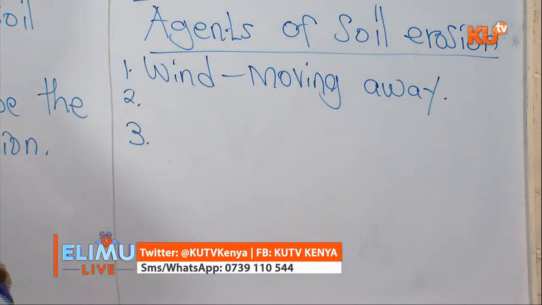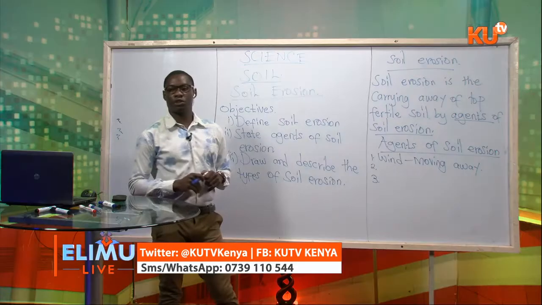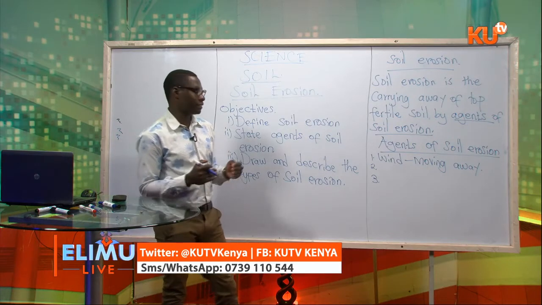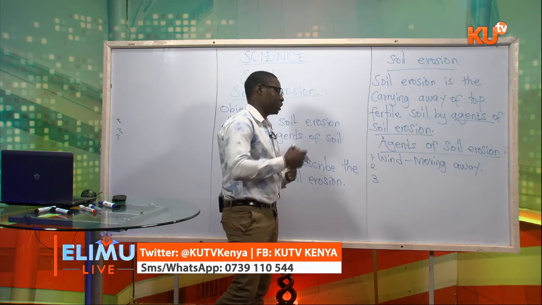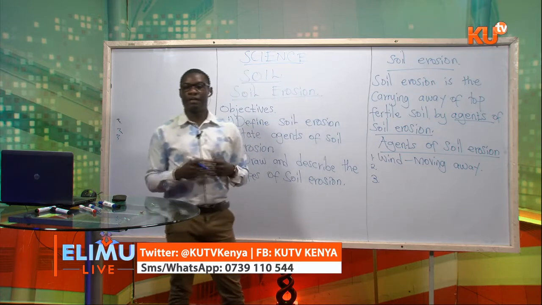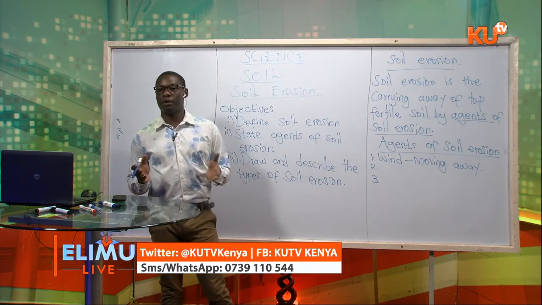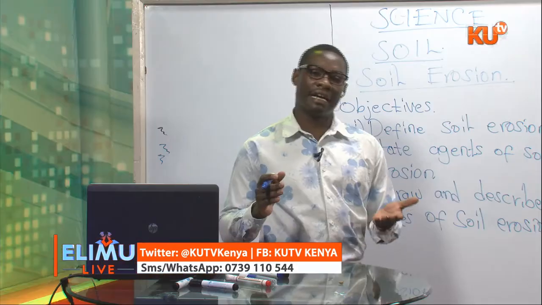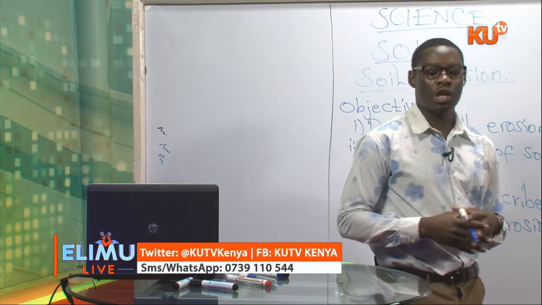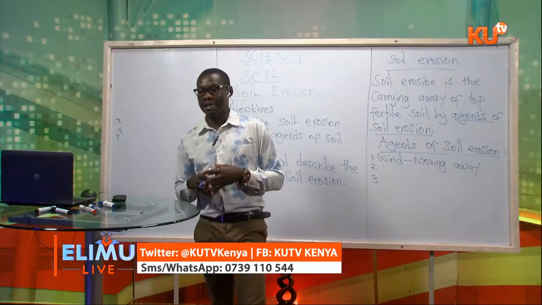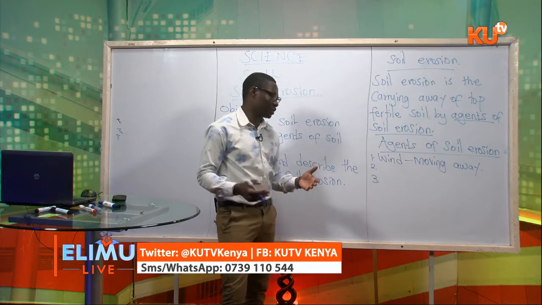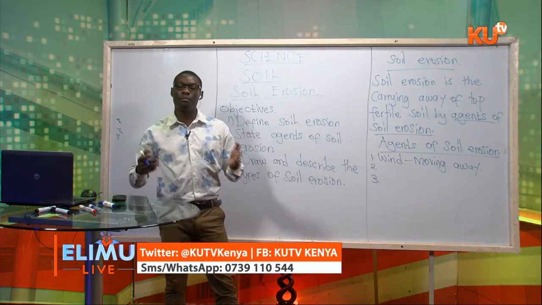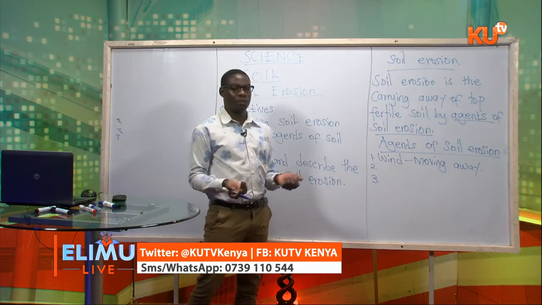Wind is referred to as moving air. This wind is an agent of soil erosion such that it carries soil from one point to another. In which way? When the wind is blowing, many a times, it carries dust particles with it. Together with dust particles, it carries the soil particles.